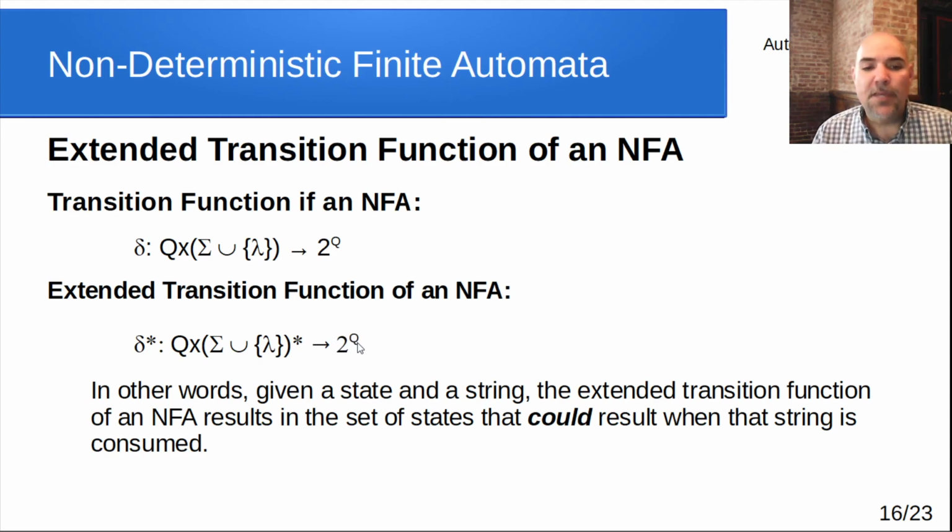So in other words, if we're given a state and a string of characters from our alphabet, or lambda, then the extended transition function of an NFA results in the set of states that could result when that string is consumed. In other words, what are all of the places we could be after we consume this string? So we're not concerned about just one state we could get to. We're concerned with what is the set of all of the things that it could have done with that. So even though we're giving it free will, what we care about with this extended transition function isn't what it could have done with one path. We're saying what are all of the things it could have done when it processed that string.